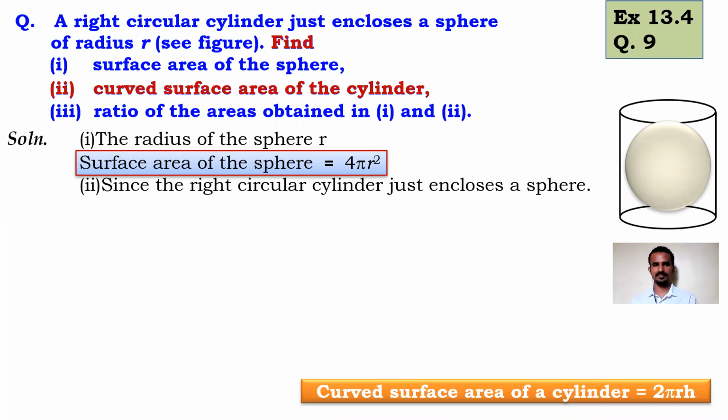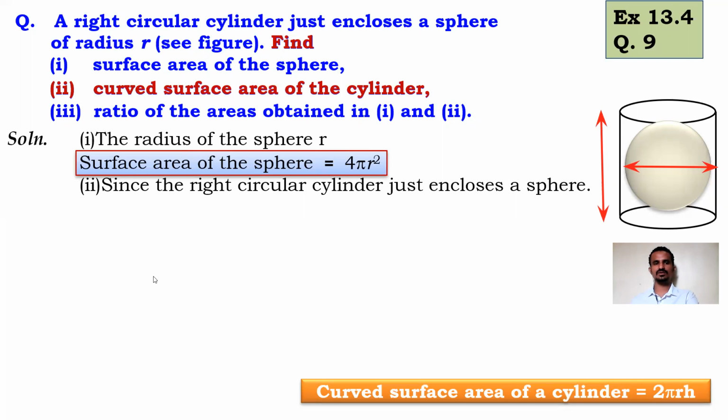So just think about it. Now in the second case, remember, the right circular cylinder just encloses a sphere. So just look at this, all of you, carefully. Now, just see the figure. In the figure, you can see that the sphere fits like this. Can you see this line? It touches the sides. Also, it fits vertically also. It will touch the top and bottom surface of the cylinder. So now you have to understand what is going to be the radius of the cylinder and what is going to be the height of the cylinder.